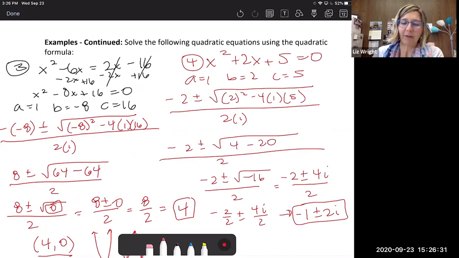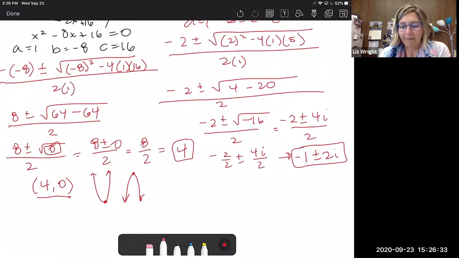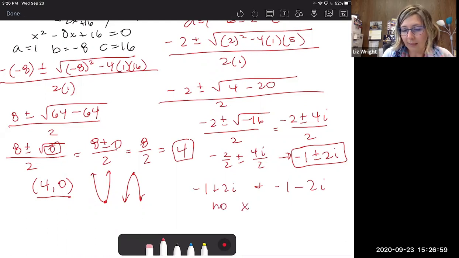I've had some people say, well, how would I graph that? Because one of my answers would actually be negative 1 plus 2i and negative 1 minus 2i. So how would we graph that? Well, we can't, not in our two-dimensional plane that we would do on an XY grid. You should think about how it is possible. What that means is that we have no x-intercepts.